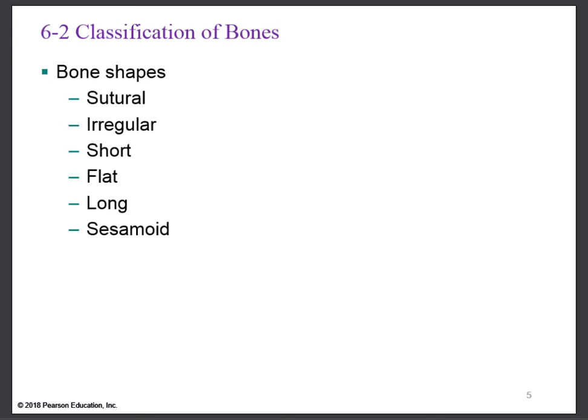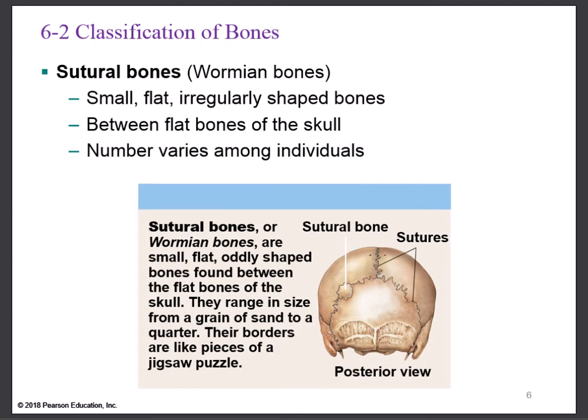All right, so it turns out that there's 6 different types of bone shapes. So we'll take a look at sutural bones, irregular bones, short, flat, and long bones, and then we'll finish up with sesamoid bones. So the first one we have is a sutural bone. These used to be called wormian bones. You still do hear that term, but this is where they are.